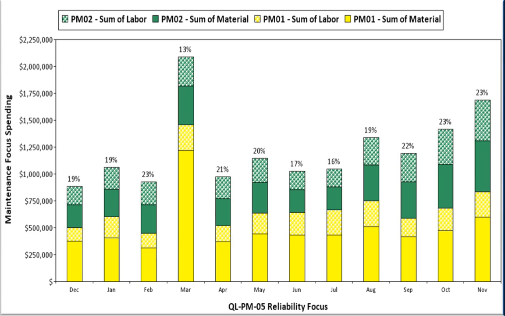In this graph, maintenance spending is tracked by month for preventative maintenance, labor, and materials, which is in green, versus corrective maintenance, that's in yellow. Obviously, the intent is to increase the green and reduce the yellow over time.